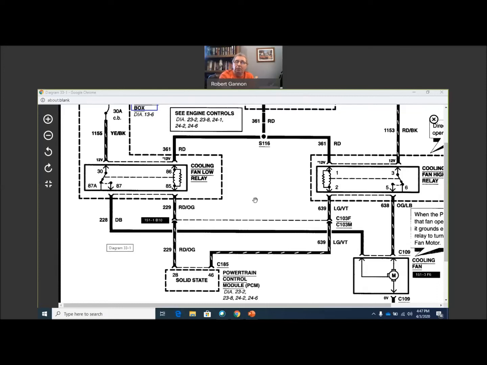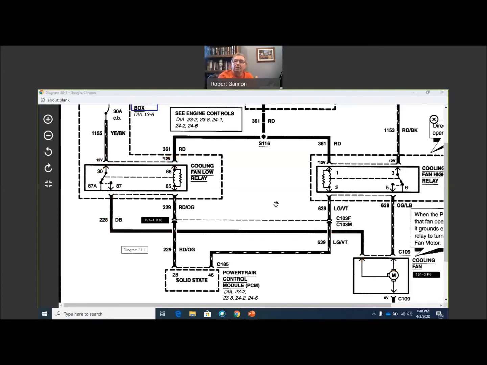So the question for your report. Some of you did not write the conclusion down. Some of you did, but the question is, if I have power in these two places where I'm supposed to, and I get a ground here when I'm supposed to get a ground, and this circuit's good here, but my fan motor still won't run, what's the problem? There's really only one thing left, and it's process of elimination. We don't really have to test it.